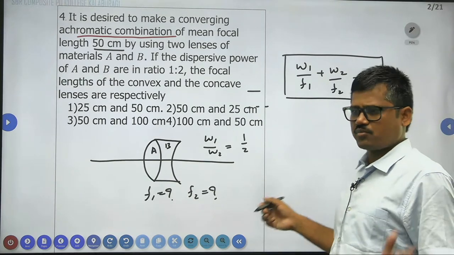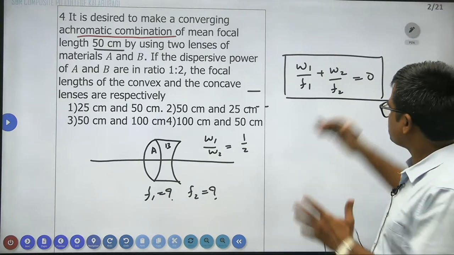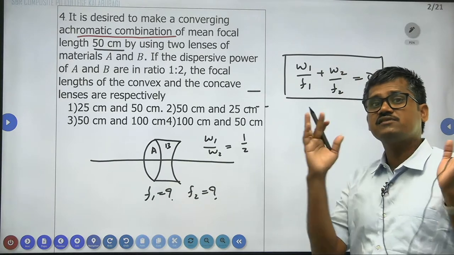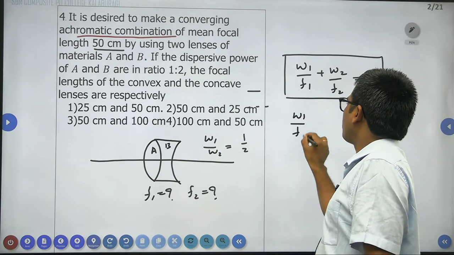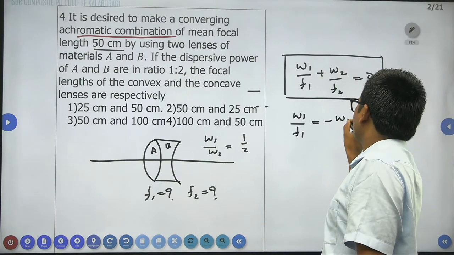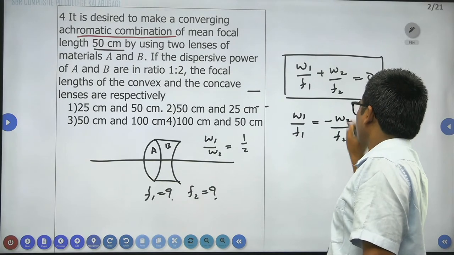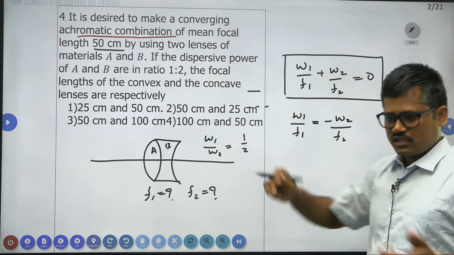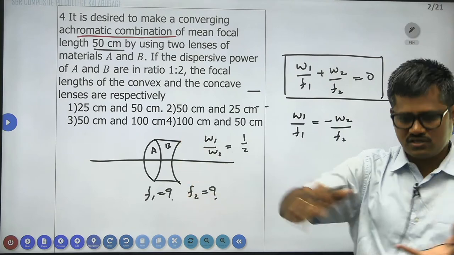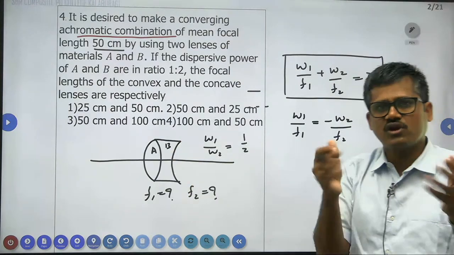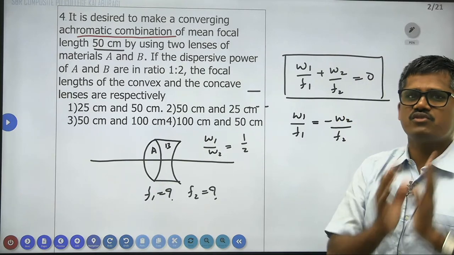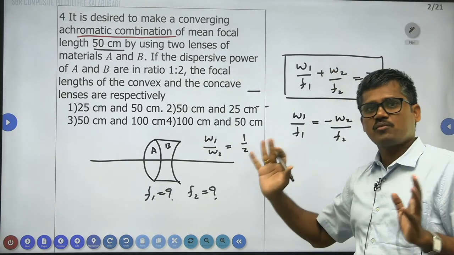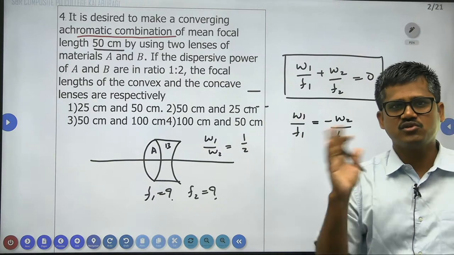This formula, probably we have done it in the class. If not, just go with this formula in the case of an achromatic combination. So omega 1 by F1 equals minus omega 2 divided by F2. With this, from violet to red, different spots of focal length will not be there. A single spot of white color will be there, and colored images will not be formed.